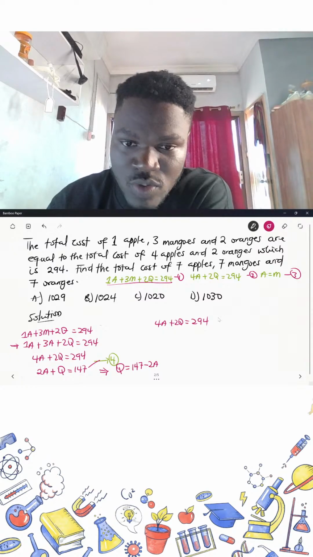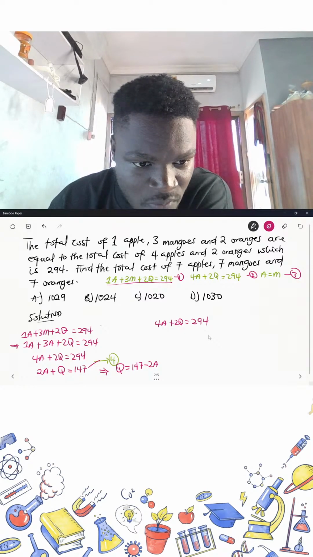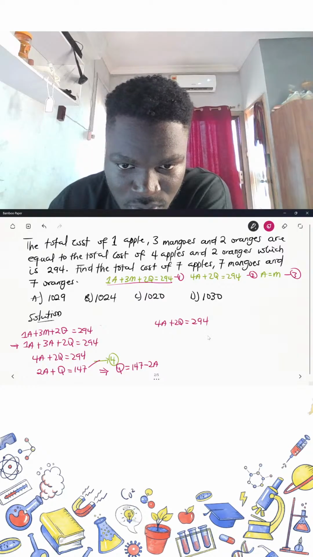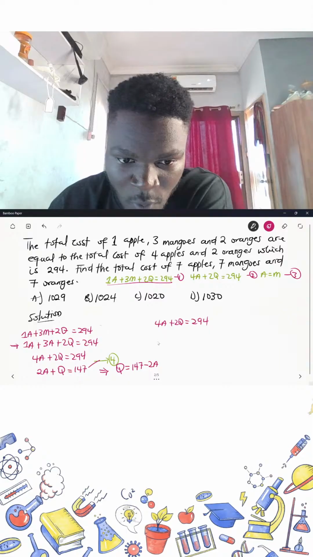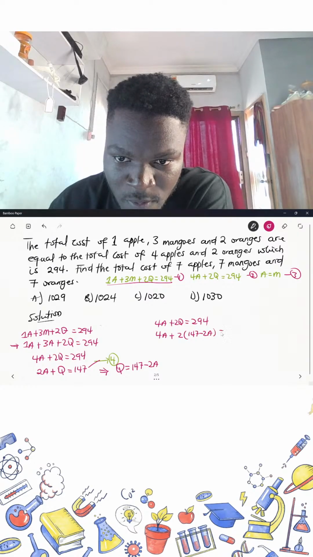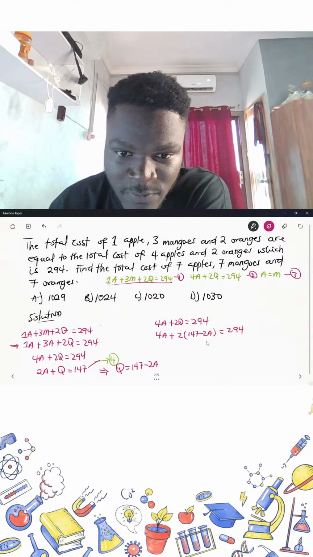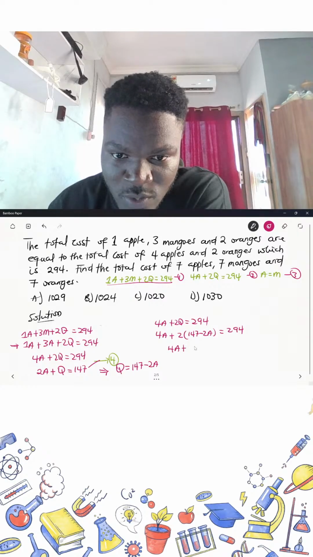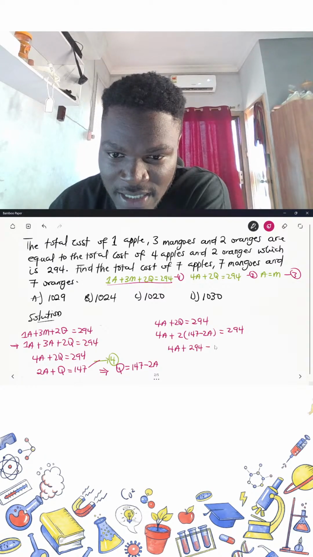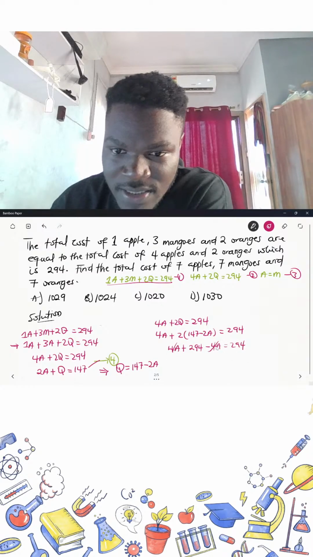What it means is that at this point, even without factoring out the 2, let me see if I can get something out over there. Over here I have 4a, I still have the 4a plus 2. In place of q, I have 147 minus 2a, and this is equal to 294. So I need to expand the bracket. This will give me 294 minus 4a, and this will give me 294. This will cancel this. No, this will give me 0.